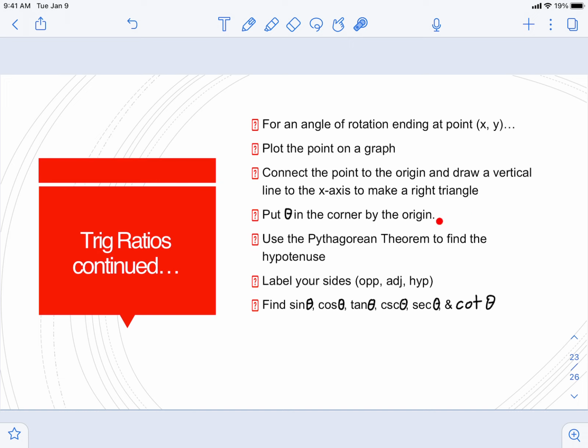The angle at the origin is where we're going to put our theta. We're going to have to use the Pythagorean theorem to find the hypotenuse. And then we're going to label our sides and find our 6 trig ratios. Pause the video if you want to take those steps down and resume when you're ready.